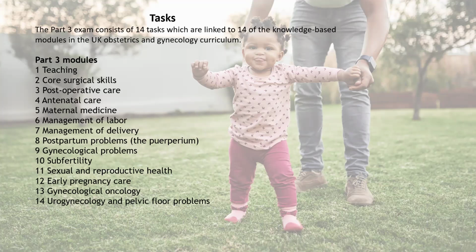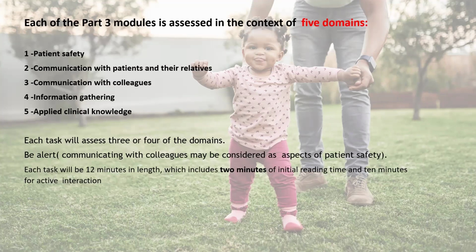Okay, so 14 modules in the exam, or 14 tasks in the exam, and in each task there will be 12 minutes. We will talk about this 12 minutes in a couple of minutes. What you will be assessed on in part three is five domains. The first and most important is patient safety. You will also be assessed on communication with the patient and the relative, communication with the colleague, information gathering, and applied knowledge. We'll talk in detail about each one of these domains.